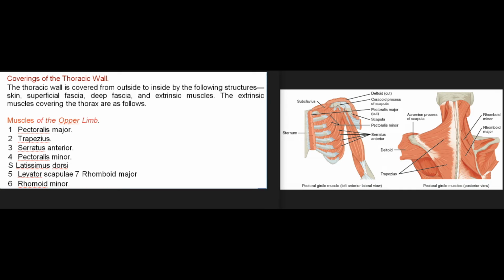Coverings of the thoracic wall. The thoracic wall is covered from outside to inside by the following structures: skin, superficial fascia, deep fascia, and extrinsic muscles. The extrinsic muscles covering the thorax are as follows. Muscles of the upper limb.